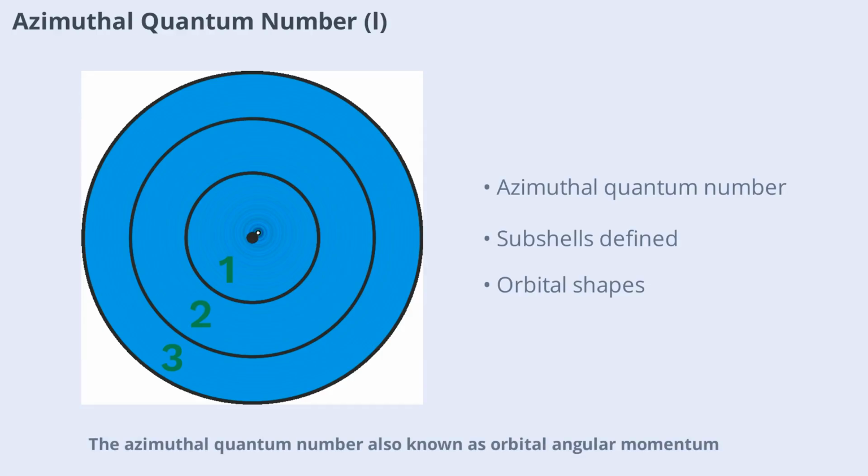Azimuthal quantum number, also known as orbital angular momentum, gives information about the subshell in which the electron is located. The value of l ranges from 0 to n-1, and each value corresponds to a subshell, s, p, d, or f. The maximum number of electrons in a subshell is given by 4l + 2. This quantum number determines the shape of the orbital.